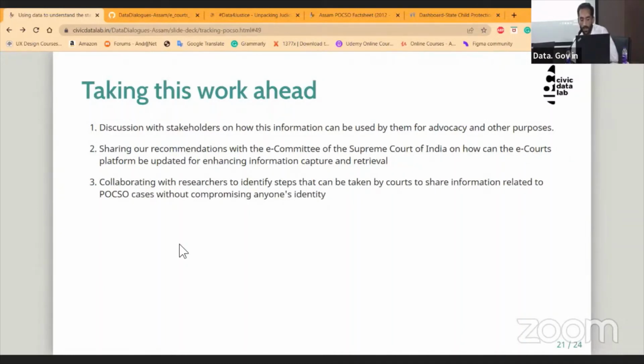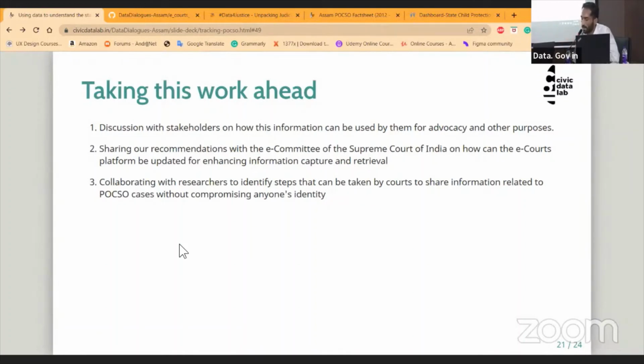Collaborating with researchers to identify steps that courts can take to share information related to POCSO cases without compromising anyone's identity. This has been a challenge, especially if you would like to get access to judgments and orders. It's not clear whether the courts can share it or not. As part of this study, we collaborated with Macquarie University. Their students researched how other countries are dealing with this problem, whether they have systems in place if a researcher wants access to this data, and how to protect privacy.